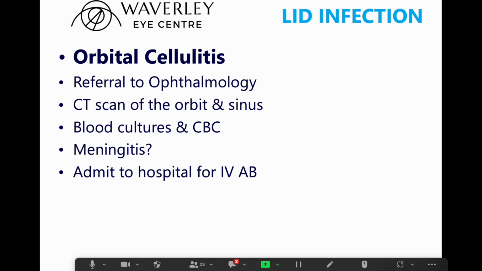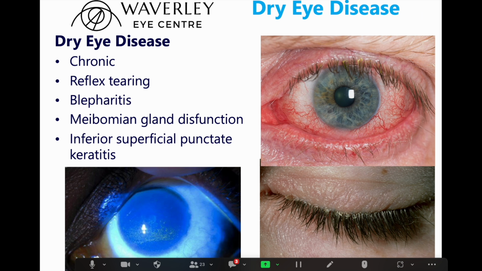Orbital cellulitis, that's a referral to ophthalmology. They need a CT scan. They need cultures. We're worried about meningitis. They need IV antibiotics for these.